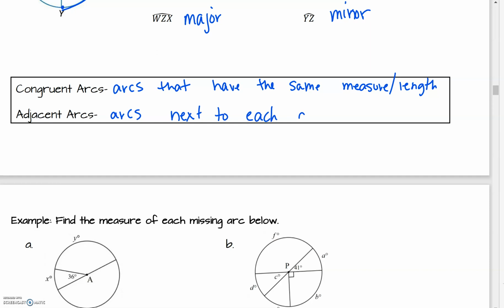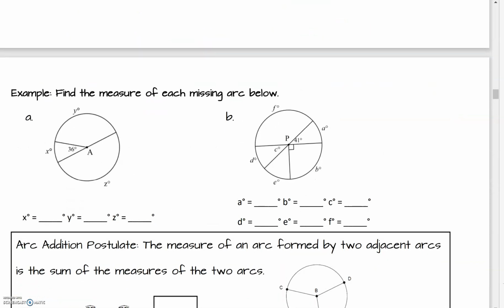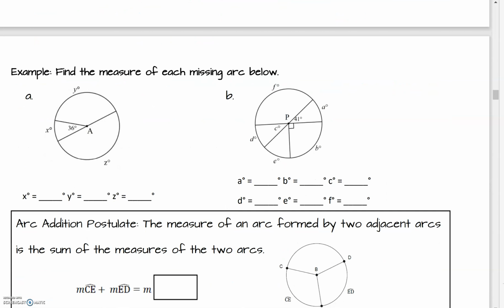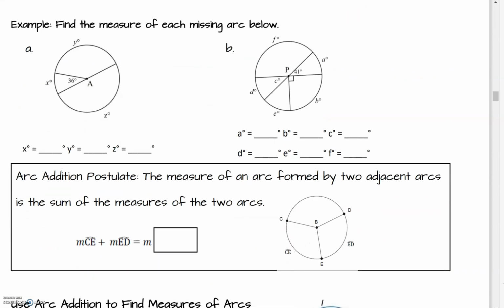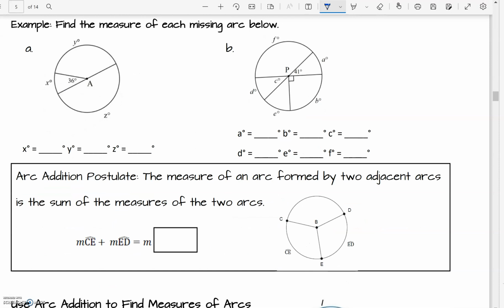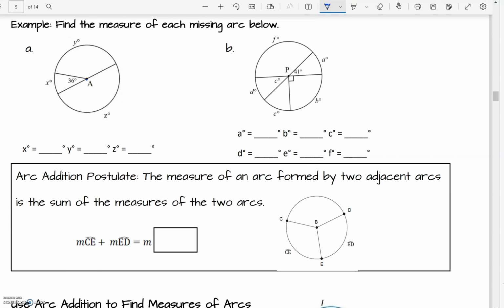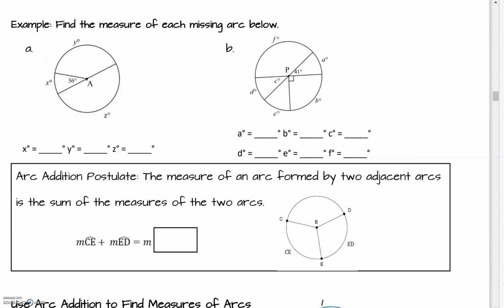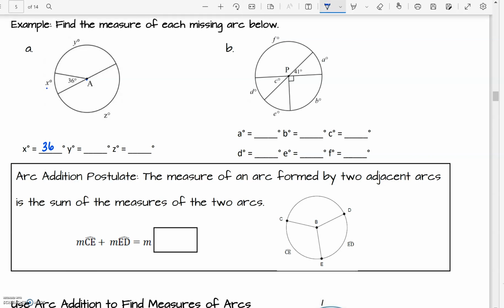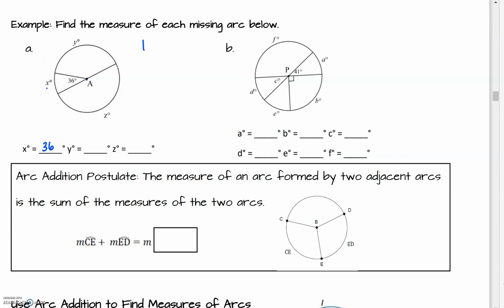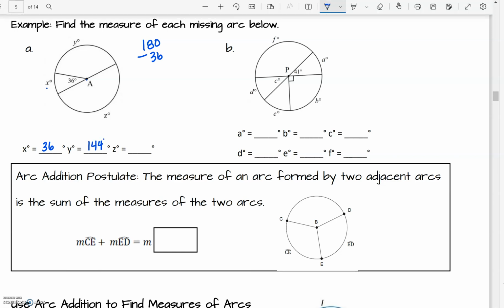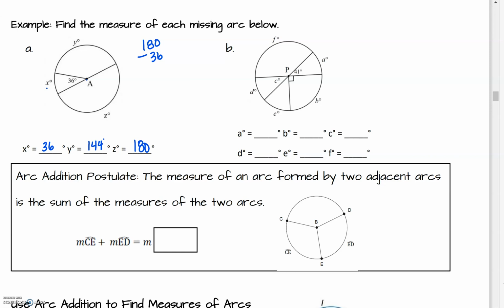Kind of like when we talked about adjacent angles, we can have adjacent arcs next to each other. So we're going to go ahead and find the degrees here. Again, thinking of 180 for our half. Whatever our inside angle is, our arc is that same measure when it's at the center. So for example, if this one's 36, then x, that arc measure is the same as its central angle. So this would be 180 minus the 36 here to get your y, which is 144. And then z is a semicircle, so that's 180.